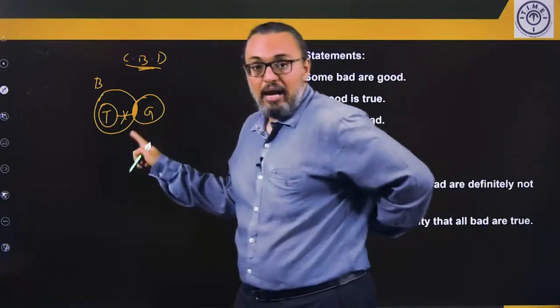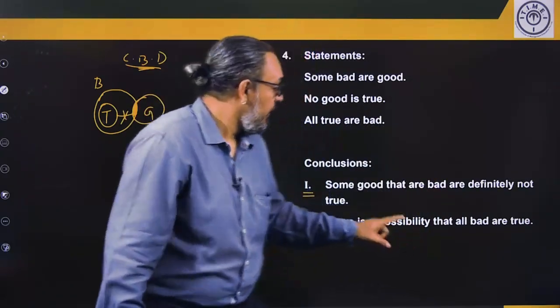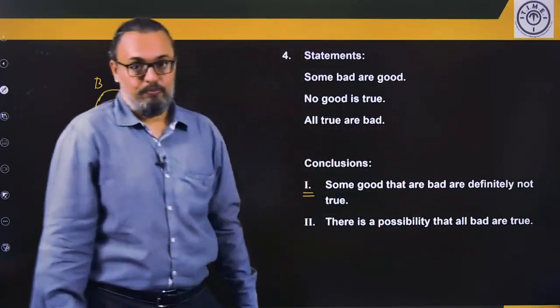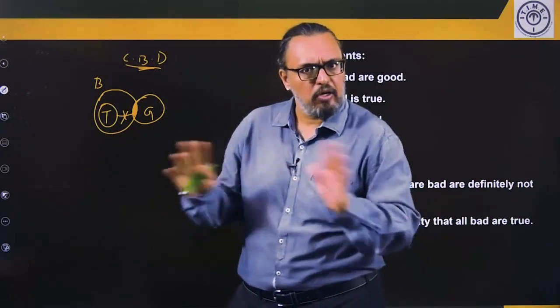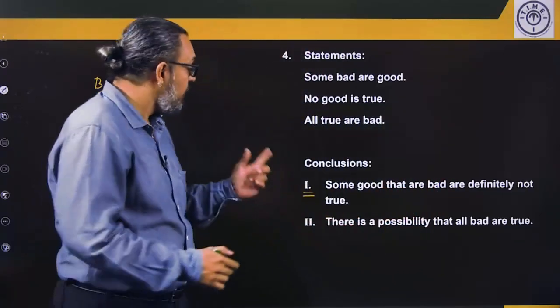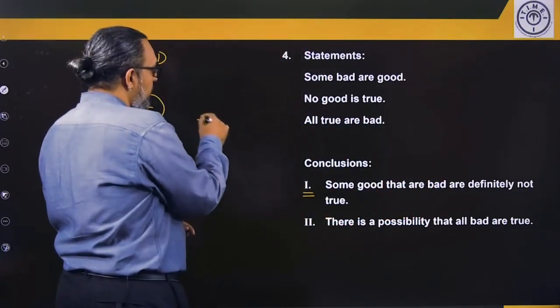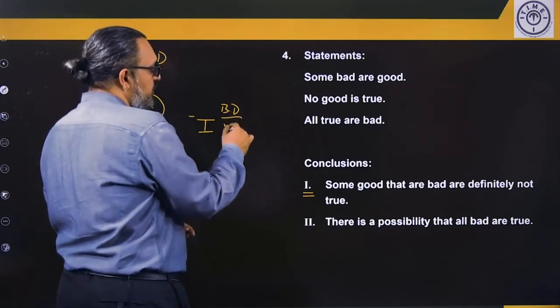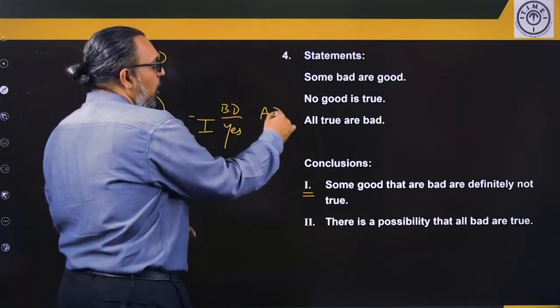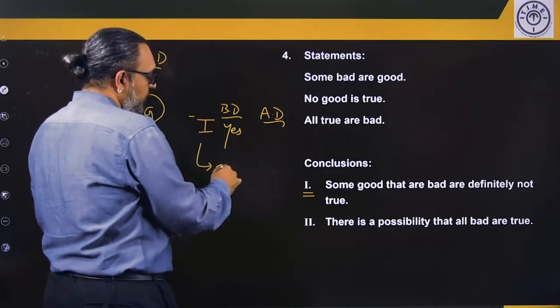Some good that are bad. That means this region, he says are not true. Correct. They are not inside true. The common region is not inside true. So, what is happening here? The negative is satisfying the basic. The negative is a yes in the basic. So, I am allowed to go to the alternate diagram and take the complementary pair.